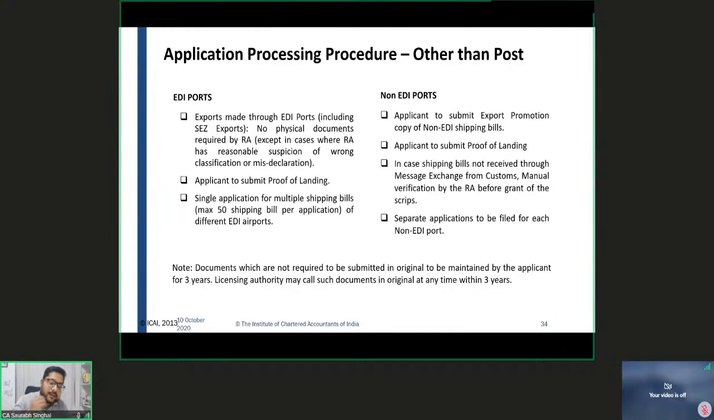single application. Whereas if you file an application for an export from a non-EDI port, then you have to give the physical copy of the shipping bill file. Various copies of the shipping bill will be there, and there will be one export promotion copy that has to be filed. And you also have to give a proof of landing. And you have to give a separate application for each non-EDI port. So in case of exports from EDI ports, you can have one application for all the exports that you have made from EDI ports. But if you are doing it from non-EDI ports, a separate application for each non-EDI port, because a separate duty credit script will be issued.